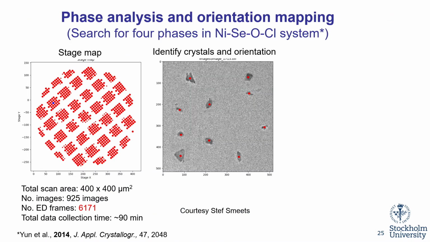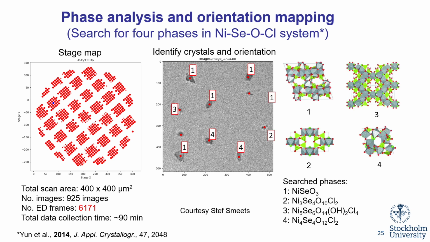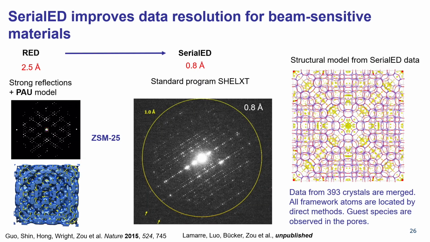Using this one, we will also index the diffraction patterns. So in this way, we can collect the data in a fast way and decide which crystal corresponds to which phases. So for example, in this way, you see that there are 4 different phases in this crystal.